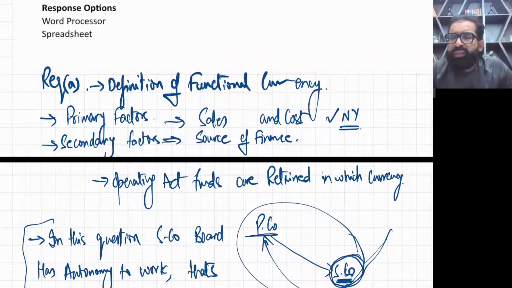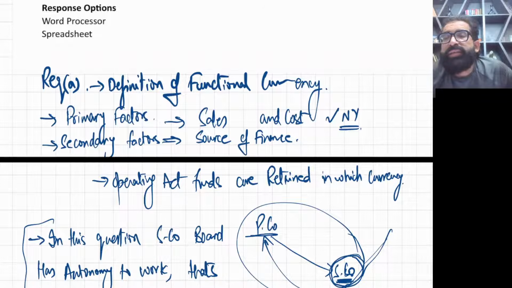But yes, there is one issue. In the past, this subsidiary generated a loan from the parent company in dollars. This is a problematic point, but it is just a secondary factor. But the good news is, you are going to pay this loan now, and as you are paying the loan now, you are using your NY proceeds for this.